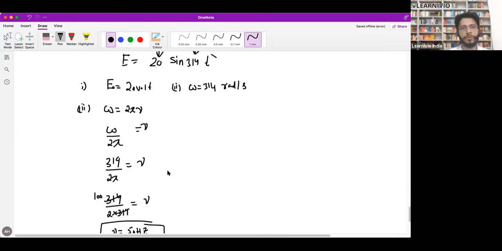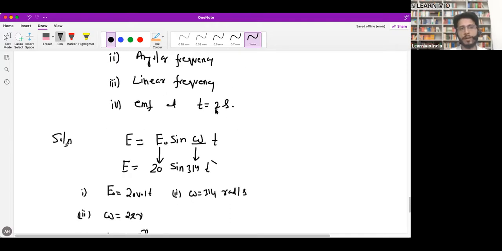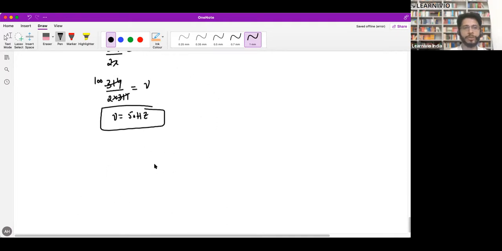After frequency, the fourth part is you need the value of EMF at t equal to 2 seconds. You can do one thing. Instead of this t, put t equal to 2 seconds. This is the equation: E is 20 sine 314 t.